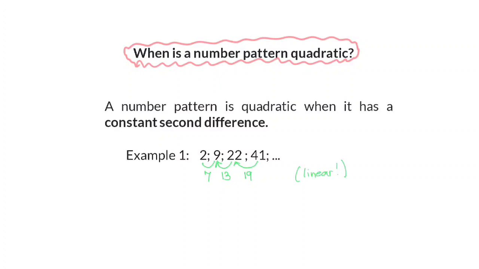Okay, so if we take the second difference, 19 minus 13 gives me 6. 13 minus 7 always gives me 6. So the second difference is 6. Okay, so that is why we call it a quadratic number pattern. If we work out Tn, the general term for this pattern, we will get a quadratic expression. That means the highest power will be 2.